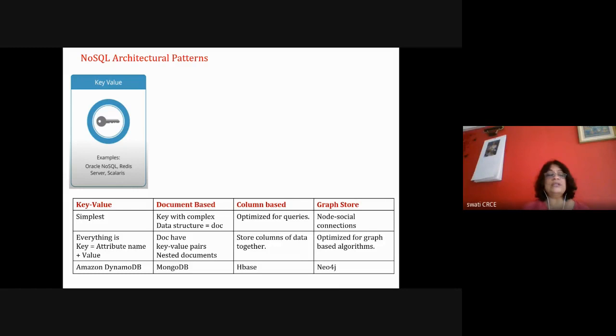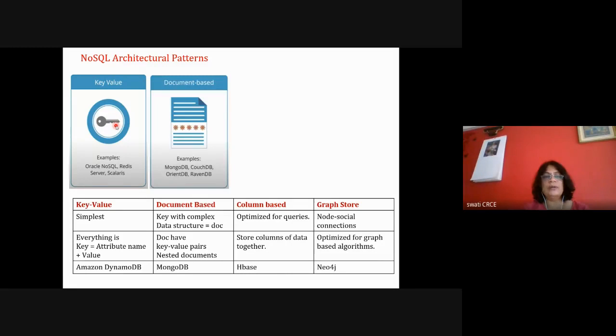Okay. So in case of key value, everything is stored in the form of key value. Only pairs, key and corresponding value. So it is simplest. And the example is Amazon DynamoDB. Okay. So this is like a key value store where you have a key and the corresponding value, nothing else.